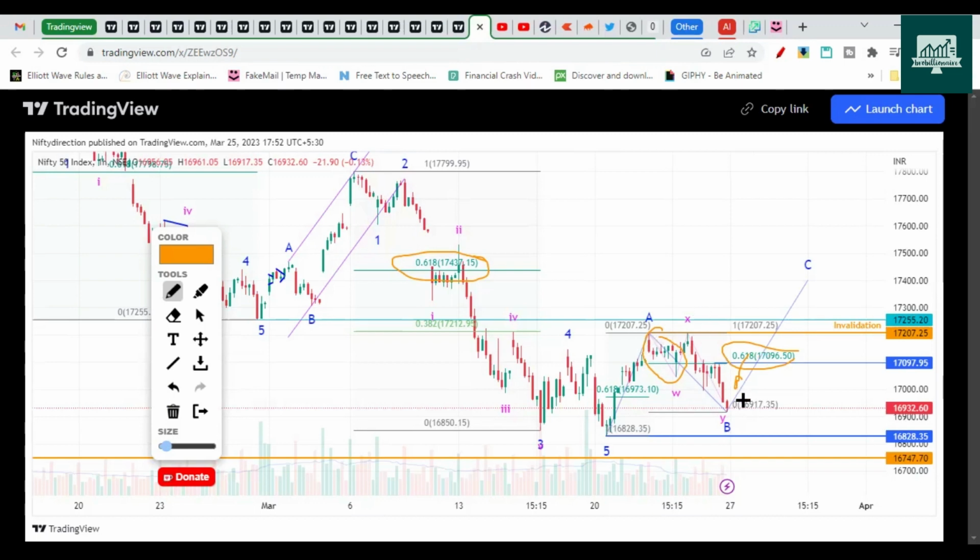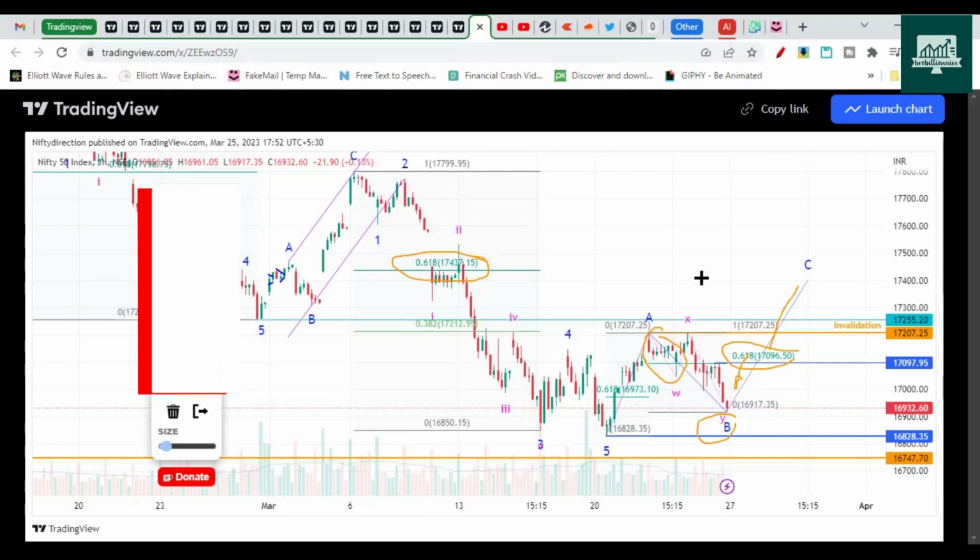So this is a complex correction in a B wave. That's what we can assume. It needs to open gap up and break 17,100, and only then should we turn bullish for next levels of 17,400. So this is how the Elliott wave moves are looking.